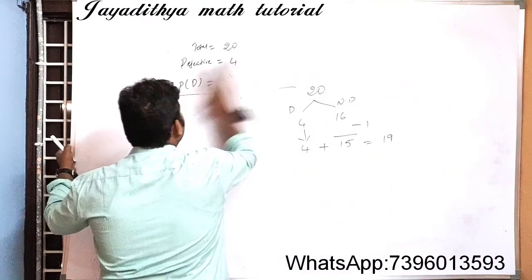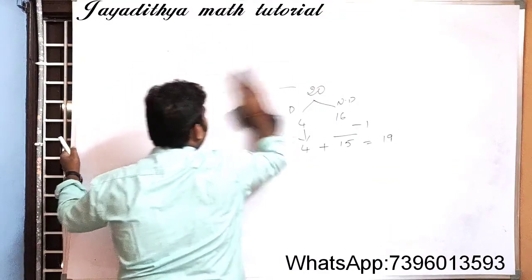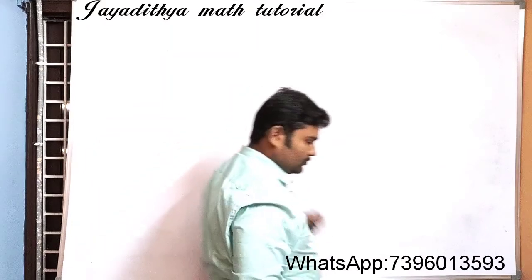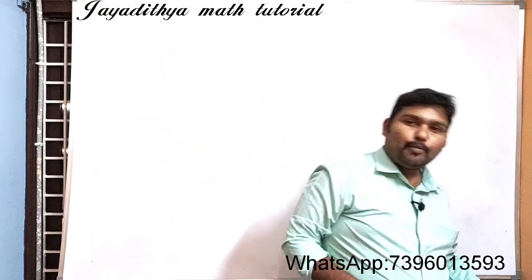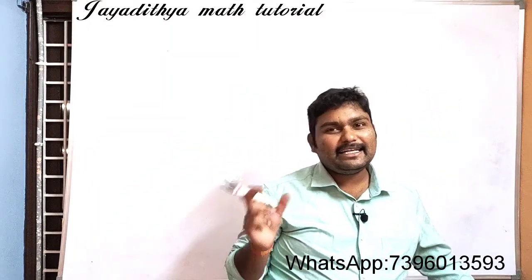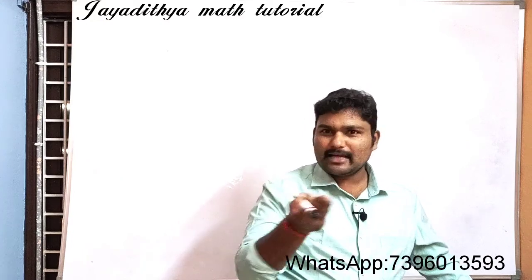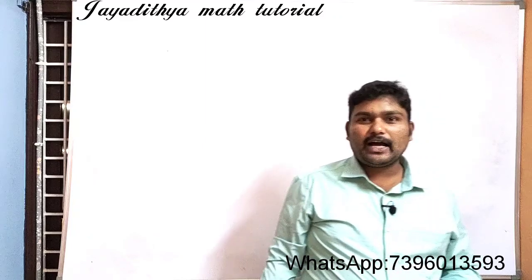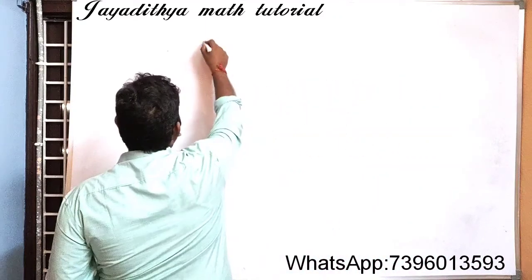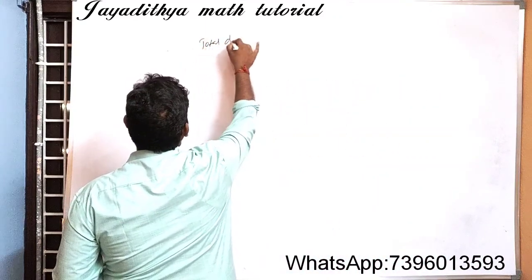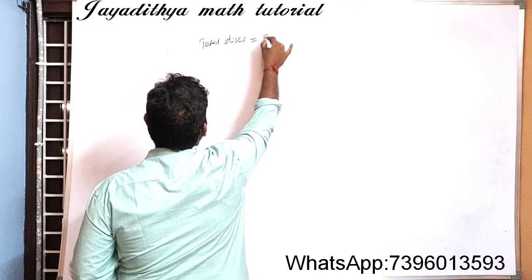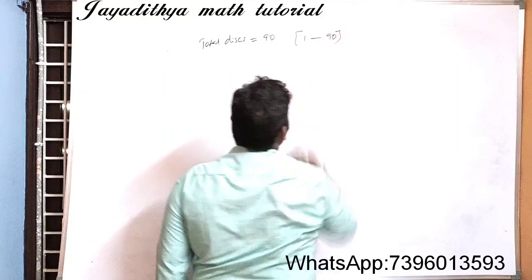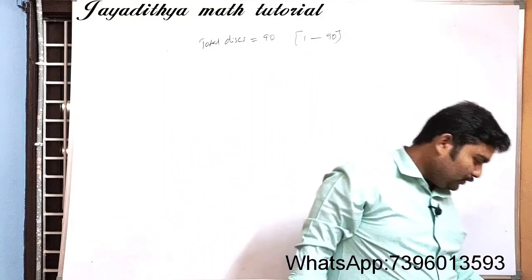Right. Let us go for the other problem. A box contains 90 discs. Disc means some coin-like thing you can think of, which are numbered from 1 to 90. Total how many discs are there? Total discs are 90, numbered 1 to 90.